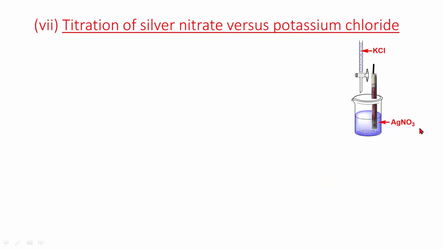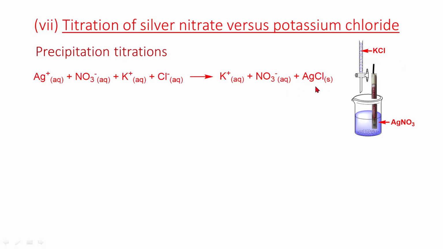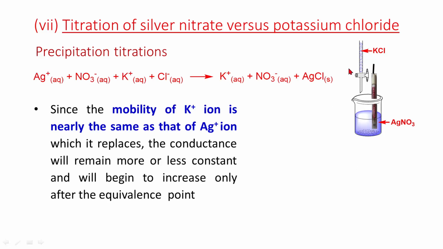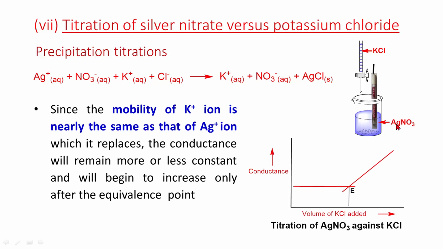Titration of silver nitrate versus KCl. These are termed precipitation titrations. Silver chloride is precipitated. Since the mobility of H ions is nearly the same as that of silver ions, which it replaces, the conductance will remain more or less constant and will begin to increase only after the equivalence point.